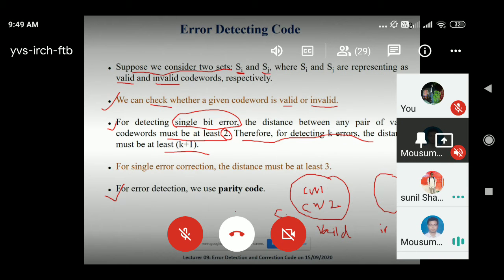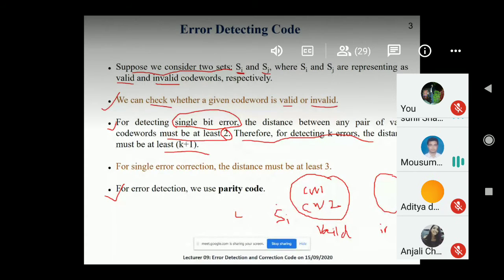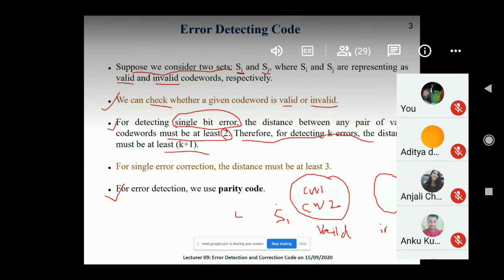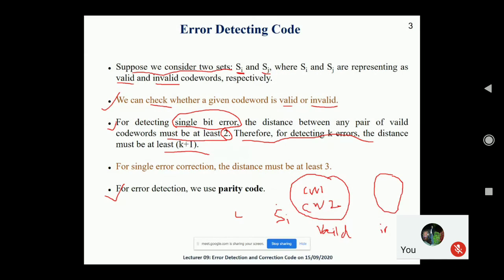Detecting means what? Think for yourself: in CW1 I put 0000, starting two bits 00. This is called error detecting and correcting. That means there must be at least one bit in error, only then it can be detected. When a 0 is converted to a 1, obviously code 1 and code 2 are not similar.